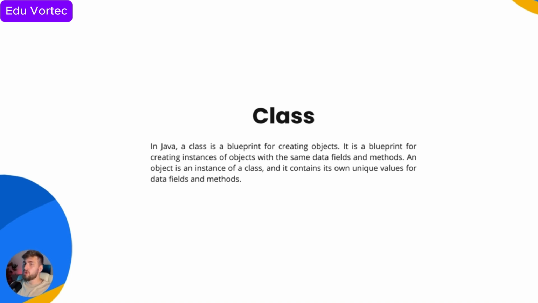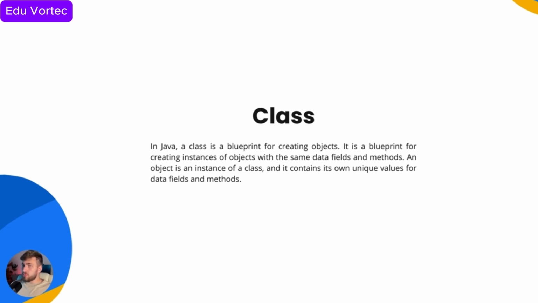Let's say you want to create a blueprint for a car. The blueprint would contain information about the car, such as its make, model, year, and so on. This blueprint is called a class. From this class, you can create instances of the car, each with its own unique values for the data fields.